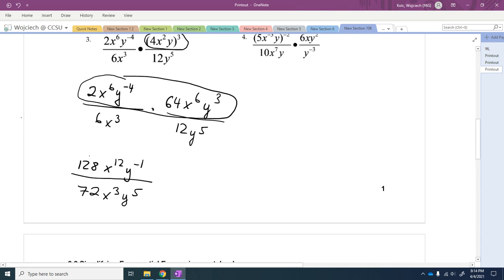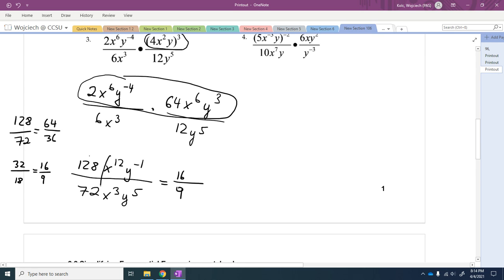Now, how can I simplify 128 over 72? They're both even numbers. So 128 divided by 2 would be 64. 72 divided by 2 is 36. They're both even numbers. 64 divided by 2 is 32 over 18. Again, both even numbers, which is 16 over 9. And that's your final, the simplest term. So this will be 16 over 9.